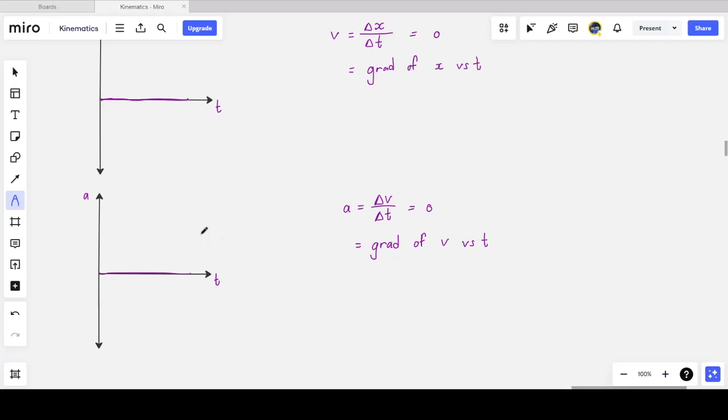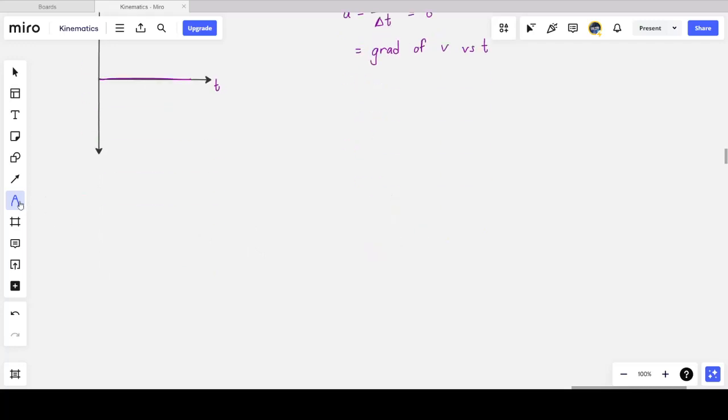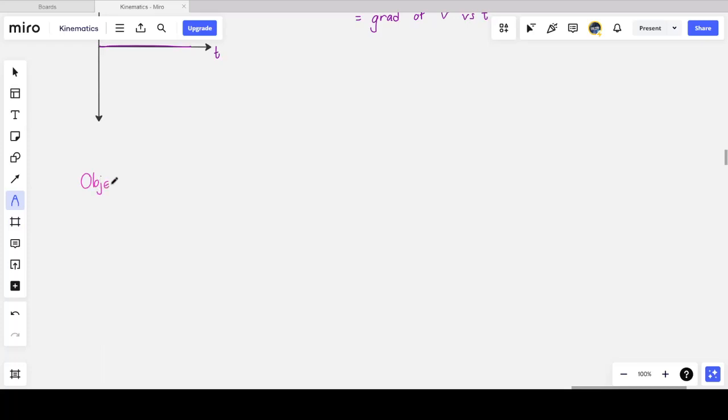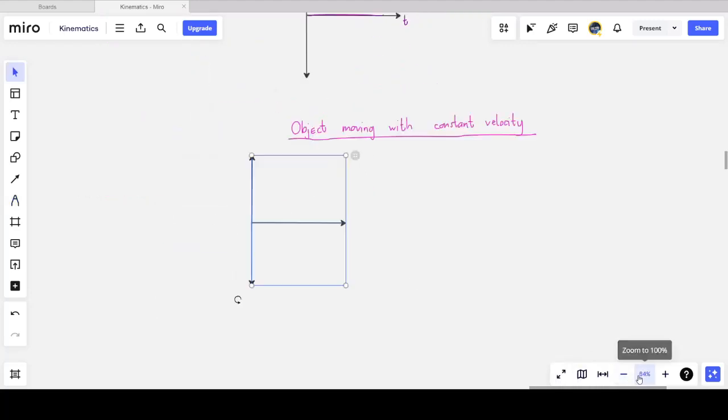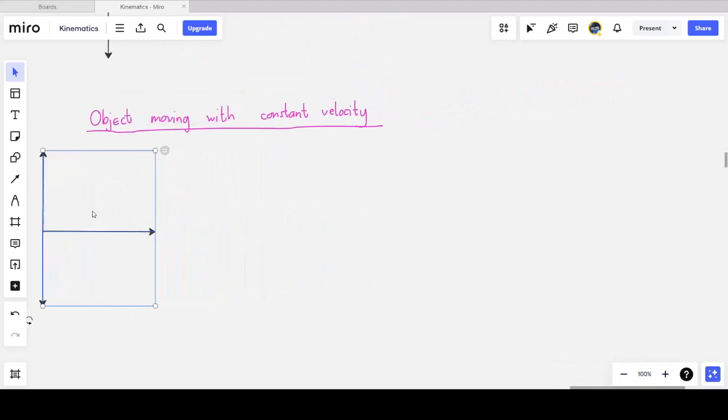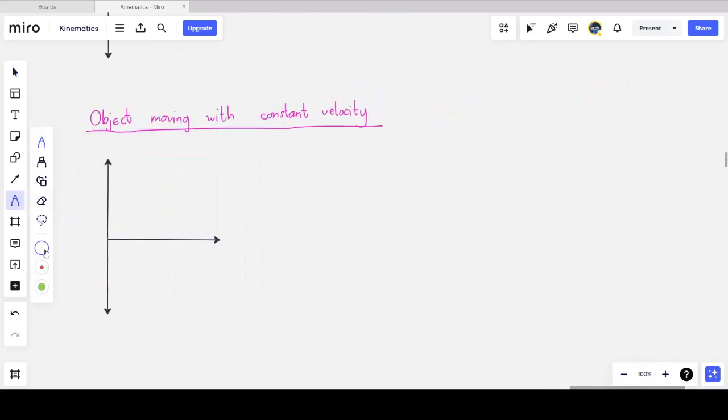But what happens if I change the scenario just slightly and make it such that the object is moving, but with constant velocity? So I have some particle, some object moving with a constant velocity. Now I'm going to sketch the graphs that I've done before, I'm going to sketch them again, but obviously they're going to look slightly different now.